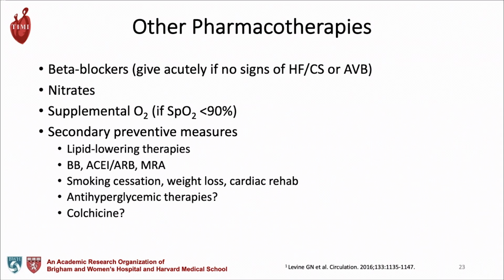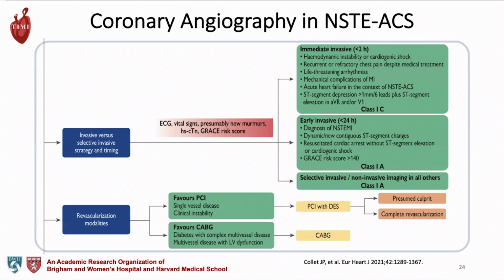And then the hospitalization for NSTEMI is often the time that we're focusing on secondary preventive measures: lipid-lowering therapies, heart failure therapy, smoking cessation, weight loss, cardiac rehab. And then more recently, we've been really focusing on initiating anti-hyperglycemic therapies that may be associated with cardiovascular risk reduction, such as GLP-1 RAs and SGLT2 inhibitors. And finally, colchicine and anti-inflammatory therapy, there's increasing data to support its use following ACS.